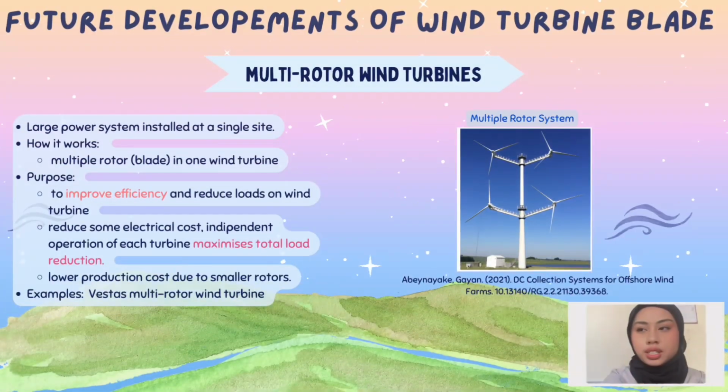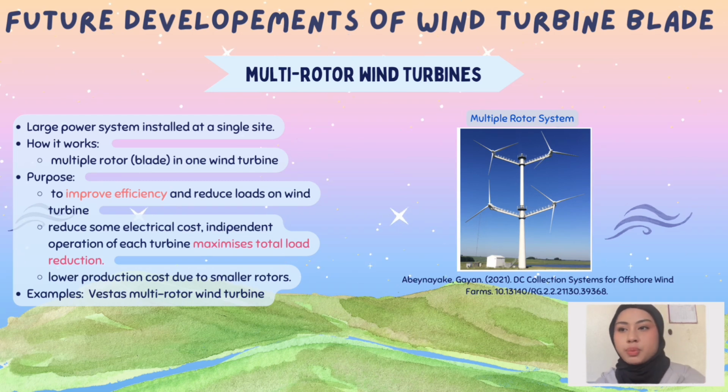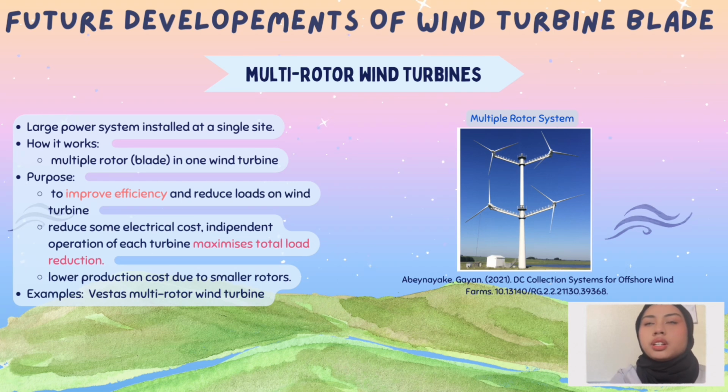And the third one is multi-rotor wind turbines. This is a bit unique and a little different from the usual wind turbine blades that we have seen. It is a large power system installed at a single site. It works with multiple rotors in one wind turbine. The purpose of this design is to improve efficiency and reduce loads on the wind turbine. It could also reduce some electrical costs.